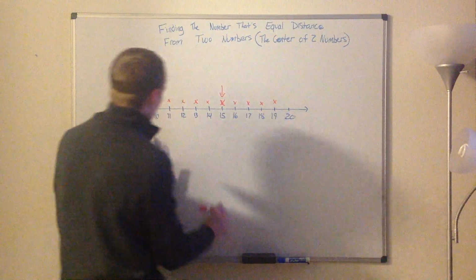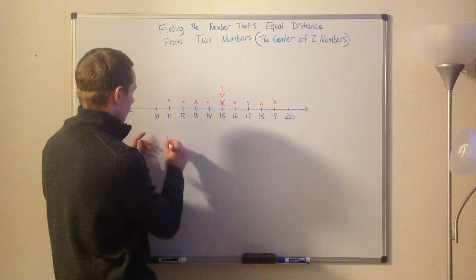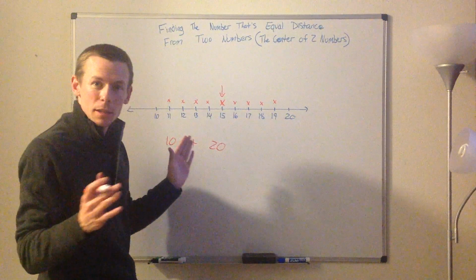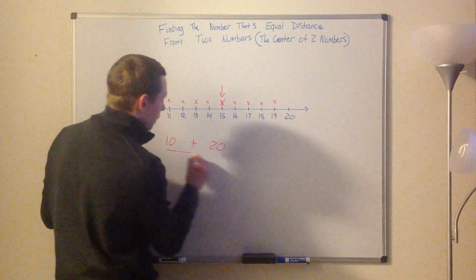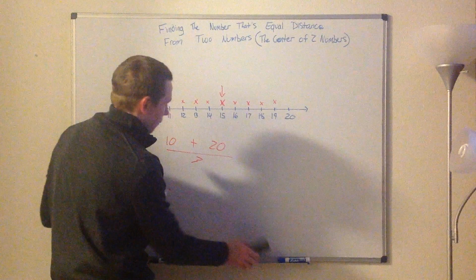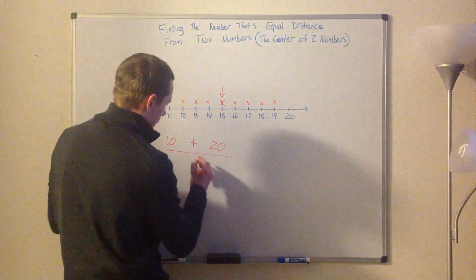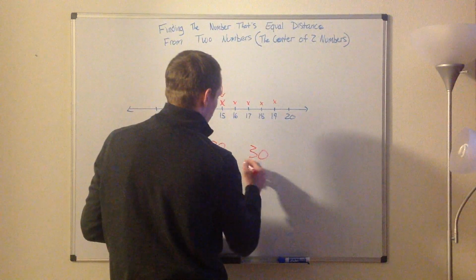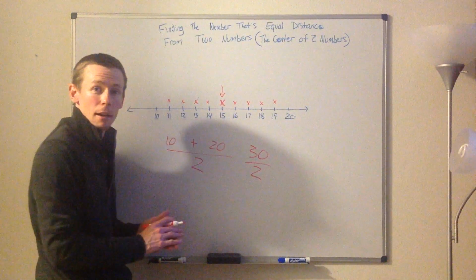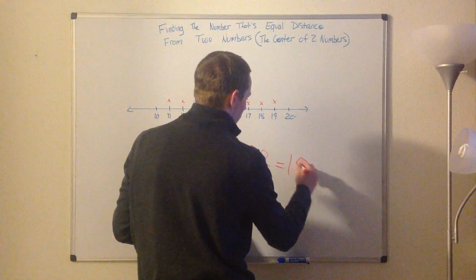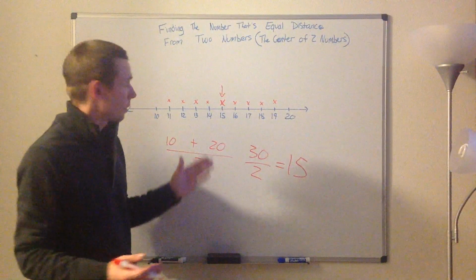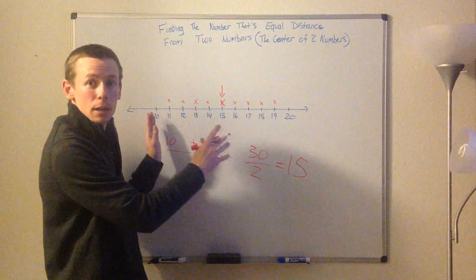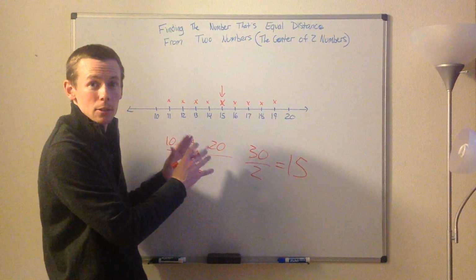Well, one thing you can do is you can add the two numbers on the end that you started with and then divide them in half. Or divide by 2. So 10 plus 20 is 30, and cutting 30 in half or dividing by 2 equals 15. That was much easier than setting up a number line and moving inward by the same amount for each number until we landed on the correct spot. Okay?